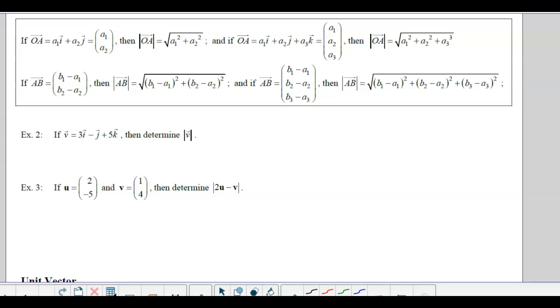All right, so let's just practice. These are pretty straightforward. It's a 3-dimensional vector, square root of each component, so 3 squared plus negative 1 squared plus 5 squared. Simplify it if you can, but no decimals. The only time decimals are used is in application questions. Okay, so that's root 35.